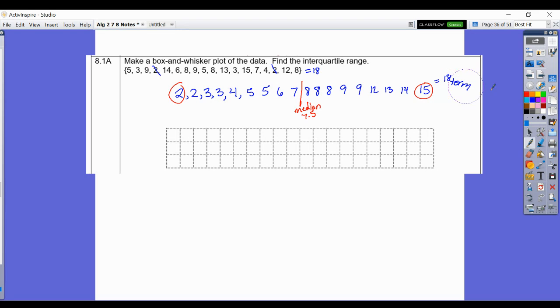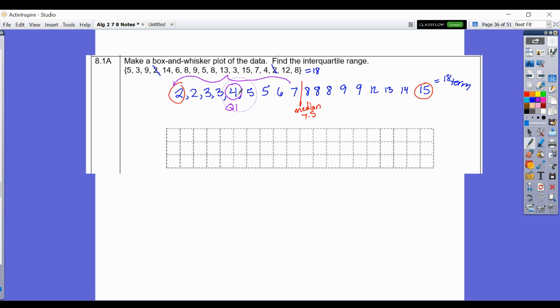So now I'm going to take this first half of data over here, and I'm going to split it in half. Now I know there were 9 terms, so 1, 2, 3, 4. The 5th term, 1, 2, 3, 4. The 5th term from either side is going to be your quartile 1, first quartile.